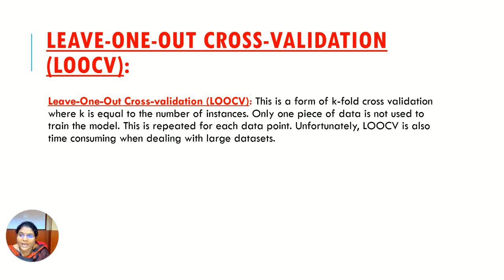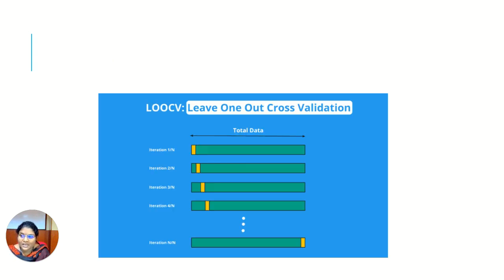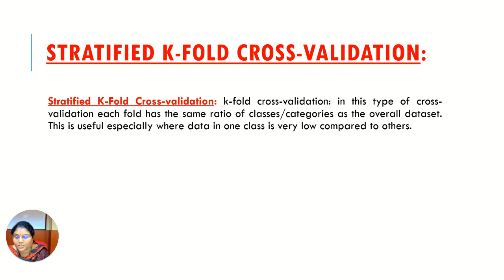The next method we have is leave one out cross validation, generally called LOOCV. This is a form of k-fold cross validation where k is equal to the number of instances, and only one piece of data is not used to train the model; that is kept for testing, and this is repeated for each data point. Unfortunately, this method is also time consuming when dealing with a large data set. As I was discussing, in each iteration we deal with one fold kept for testing and the other folds kept for training.